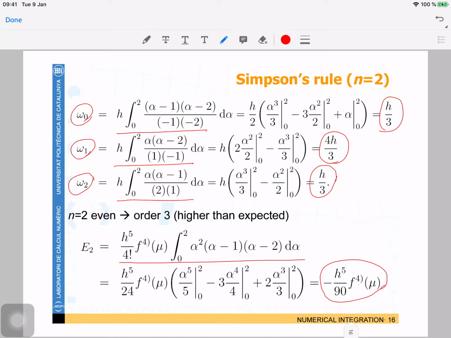I know that here n is equal to 2, but the order of the quadrature becomes 3, which is higher than expected. You remember that the error term we can write in this form: c times the q plus 1 order derivative of f, and we call q the order of quadrature. Since here this is 4 for Simpson's rule, so this is 3 plus 1, the order of the quadrature is 3.